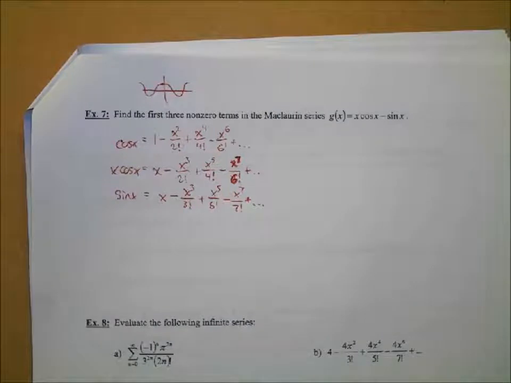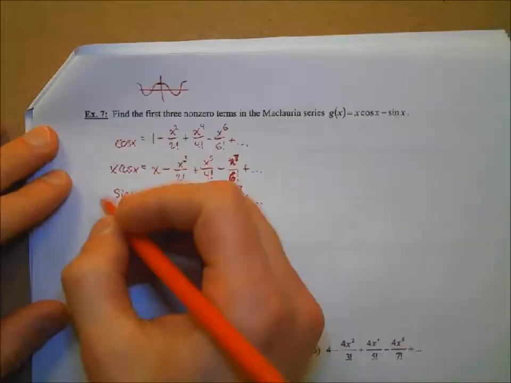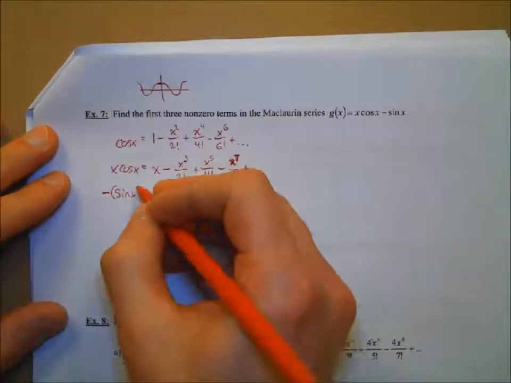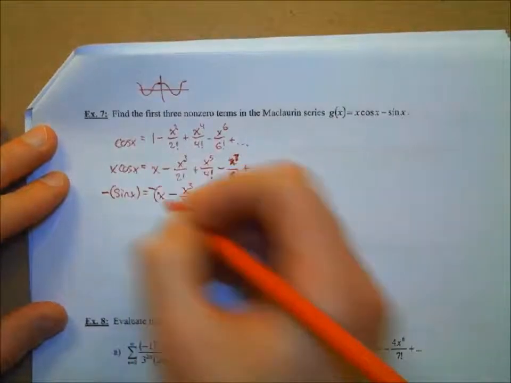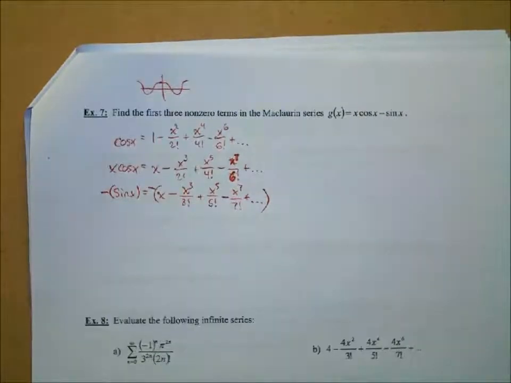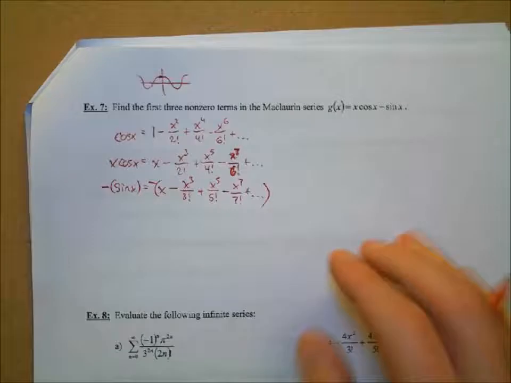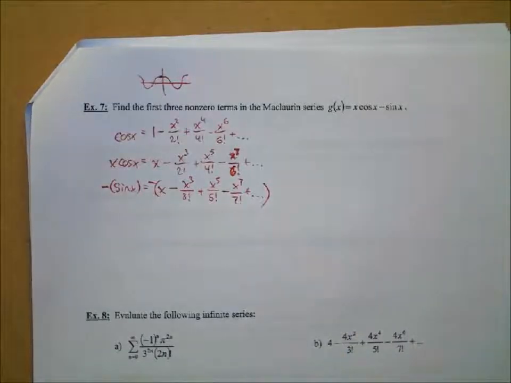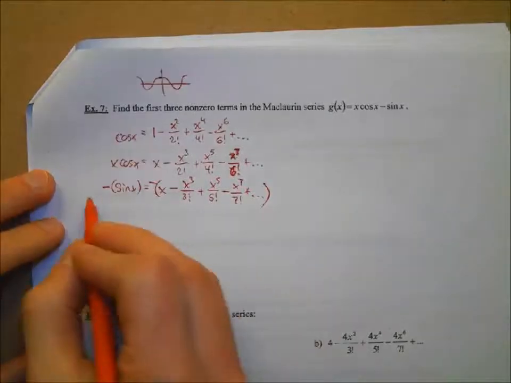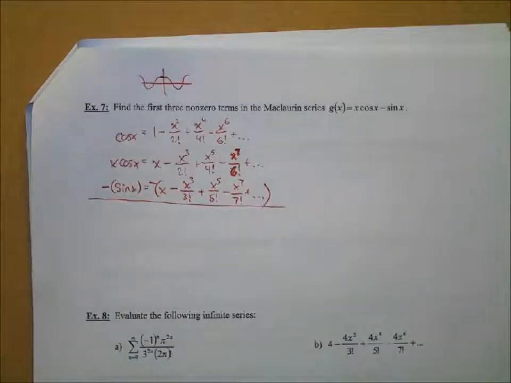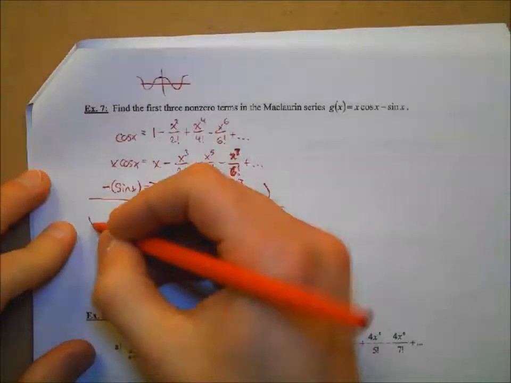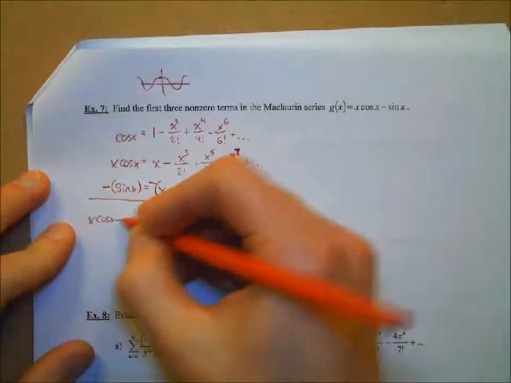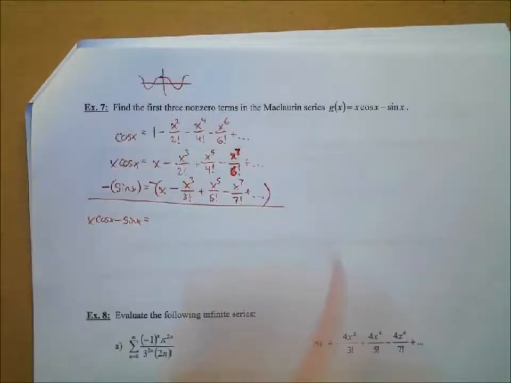So there's sine, but what do we want to do with sine? Subtract it from x cosine x. So I'm going to write a minus here, and we're going to subtract that entire sum, really the first four terms there, from the x cosine x. So we're going to do this kind of arithmetic here. We're going to end up with x cosine x minus the sine of x equals.